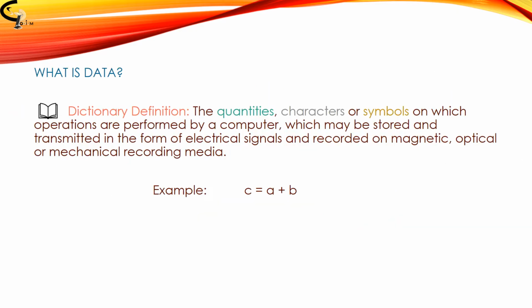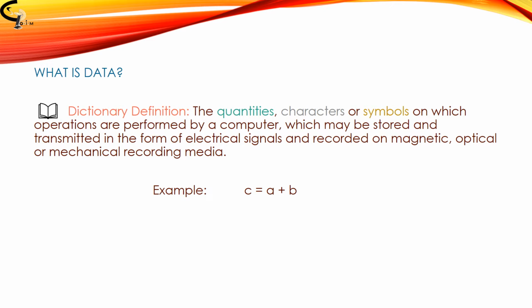Before understanding what data structures is, let's try to understand what is data. This is a prerequisite, okay? So the dictionary definition for data is the quantities, characters or symbols on which operations are performed by a computer, which may be stored and transmitted in the form of electrical signals and recorded on magnetic, optical or mechanical recording media.